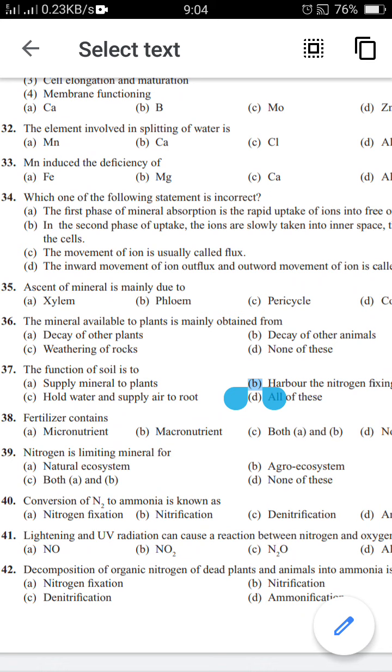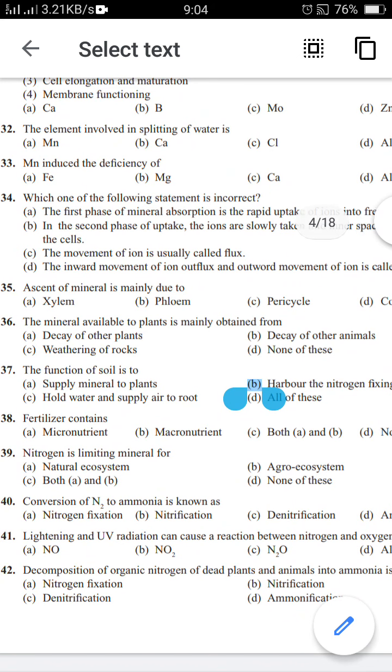Manganese is absorbed in the form of manganous ions Mn2 plus. It activates many enzymes involved in photosynthesis, respiration and nitrogen metabolism. The best defined function of manganese is in the splitting of water to liberate oxygen during photosynthesis. Is it clear? Then let us go to next question.